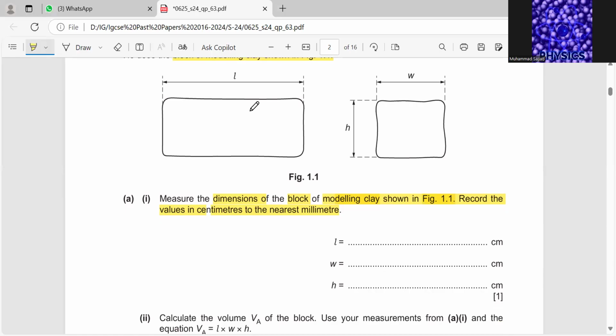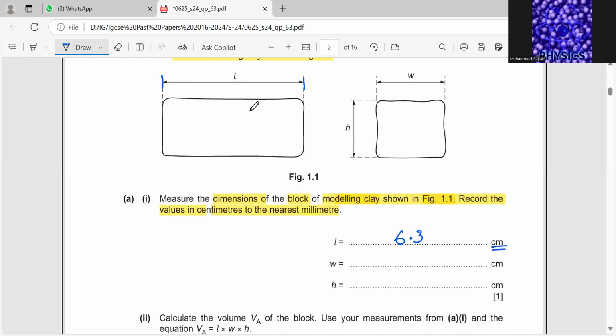When I try to measure this length, from this point to this point, for me it came to be 6.3 centimeter. When I measure this width, for me that is 3.1 centimeter. And the height is 2.3 centimeters.